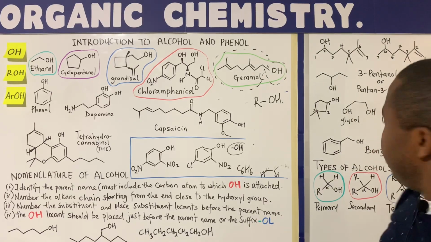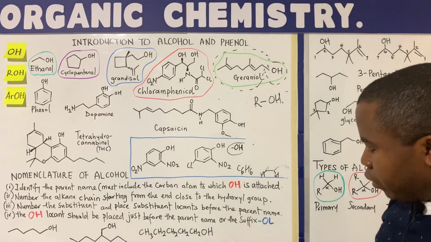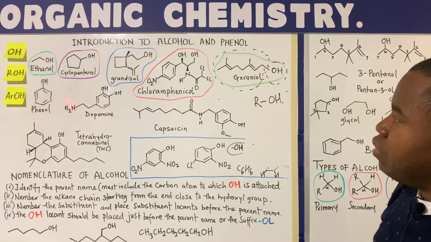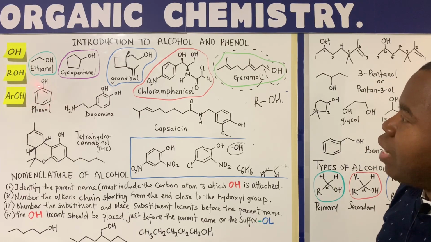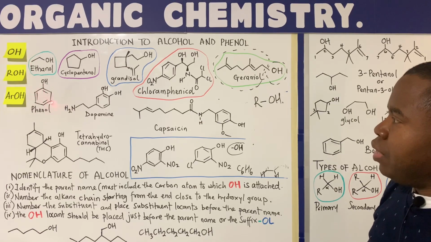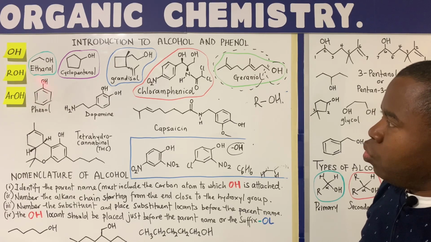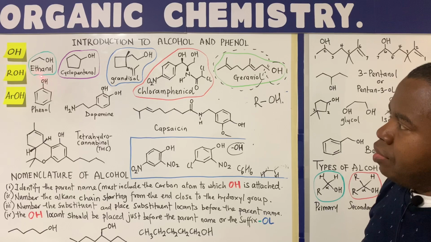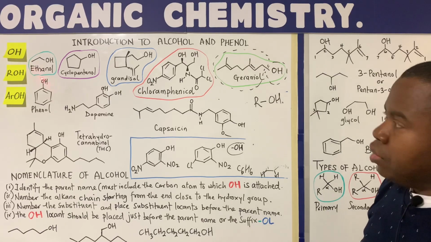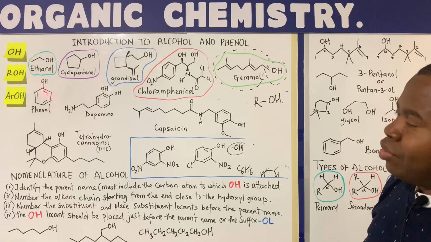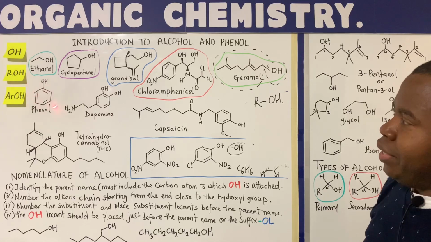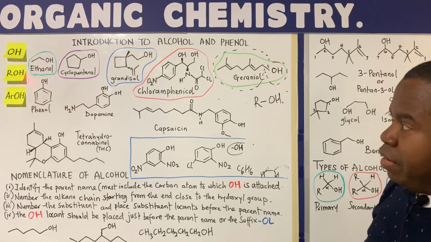So like I said, in the case of phenol, instead of having an alkyl group, we have an aryl group. And it's just a benzene ring. Phenol is just a benzene ring that is linked to a hydroxyl group. As you can see here, you can trace my pointer on the board. You see the hydroxyl group is directly linked to one of the carbon atoms in the benzene ring, and that makes this a phenol.